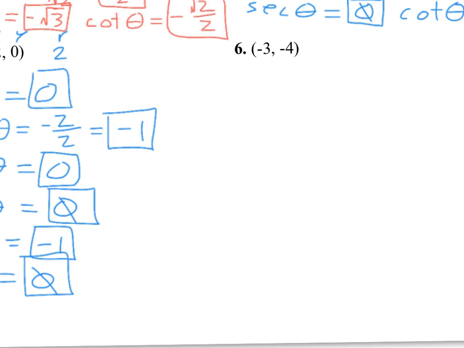Okay, let's try this one without drawing the triangle. It is in quadrant 3. So if you do, that's a Pythagorean triple. 3 squared plus 4 squared equals 5 squared. So this is your x, this is your y. Your hypotenuse or your radius will be 5.